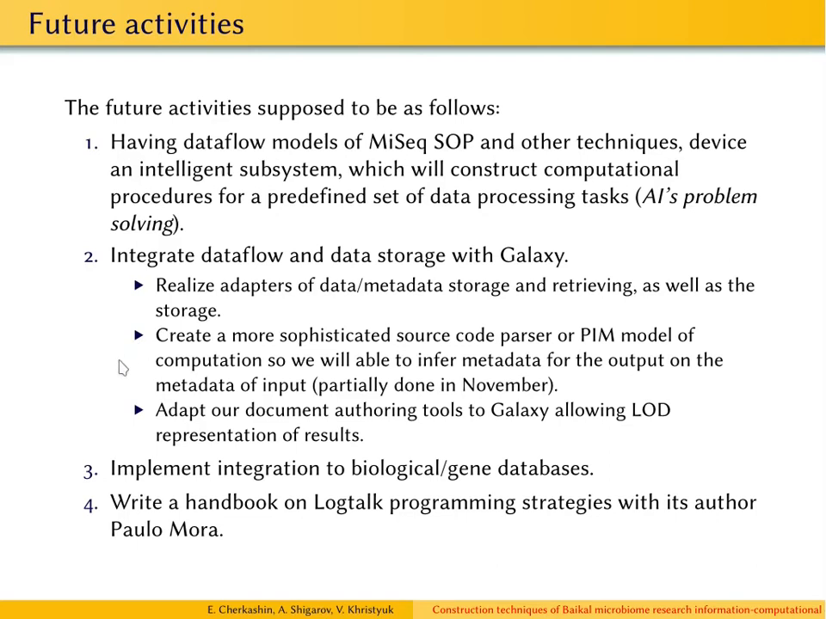The second problem which we will solve is to create a more sophisticated source code parser, an adjustment of our transforming tools to account for all available information about the Mothur model structure, which was partially done in November. And the third step is to upgrade Galaxy Notebook to serve linked open data. And also we need to write a handbook for the Logtalk language.